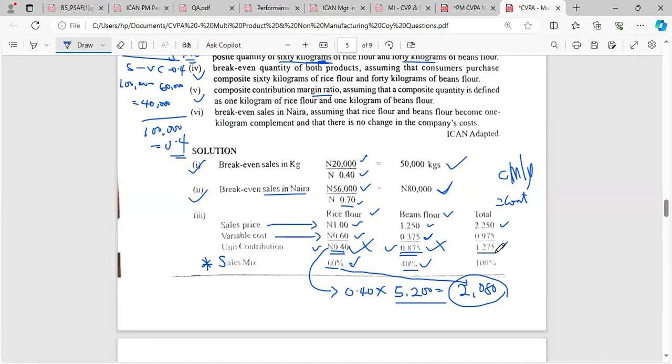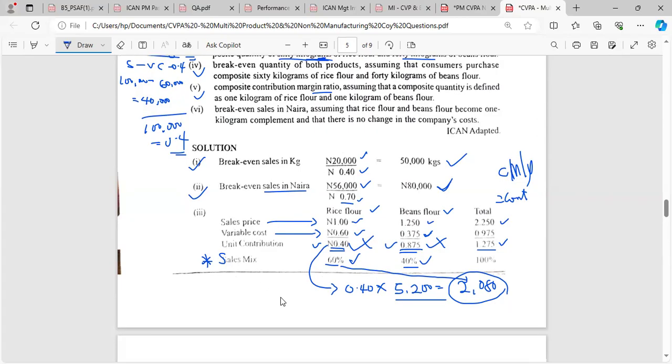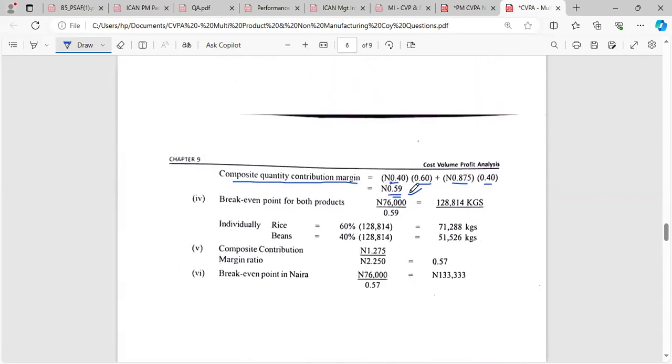But we were told that the mix of sales is this: 60% belongs to rice, while 40% belongs to beans. So we take 60% of the rice and 40% of the beans. The two answers, we add together because we're looking at composite, the two products together, and that will now give us a contribution margin per unit. That's what we just did here, 0.59. So I hope I'm communicating.